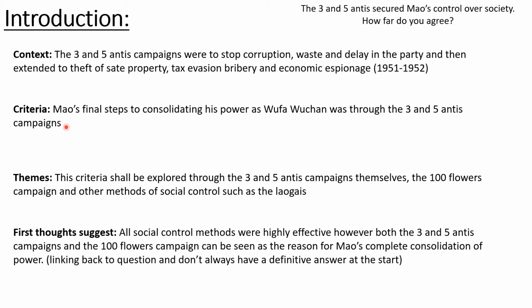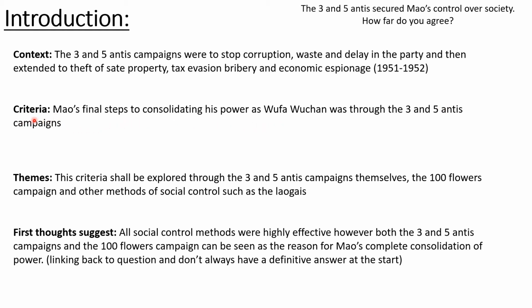To start, we're going to look at this introduction and break it down into its multiple parts that are highlighted before. Also, we've got the question in the top right hand corner. Just always remember to link back to that. That's more for the main parts of the question, but I would also have it in the top part of your page, just to always remember to link back throughout your essay. So to start with, we've got the context, so I'm just giving a little bit of background. The 3 and 5 Antis campaigns were to stop corruption, waste and delay in the party, and then extended to theft of state property, tax evasion, bribery and economic espionage. These were from 1951 to 52, so it's just giving a little bit of background on what the main question is asking you to answer about, so you show the examiner you know what you're doing.